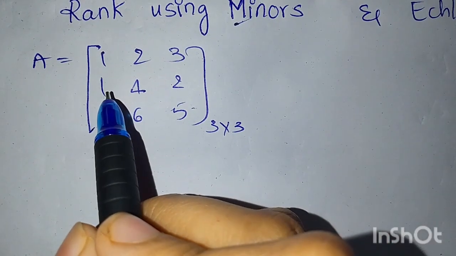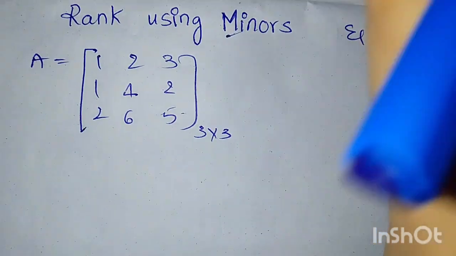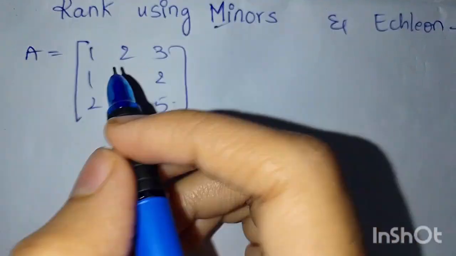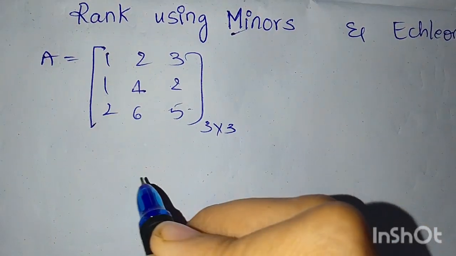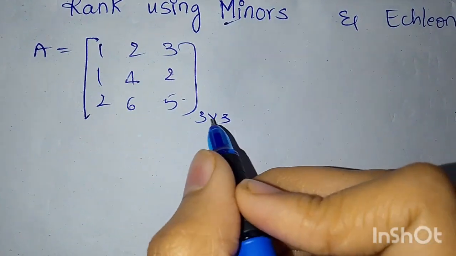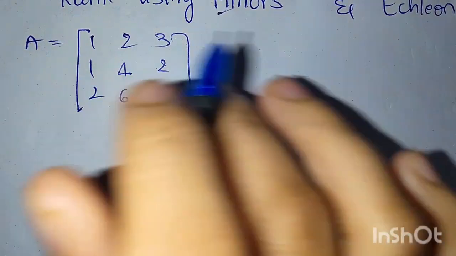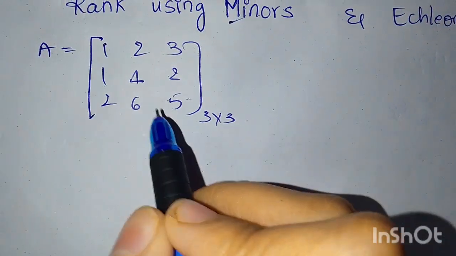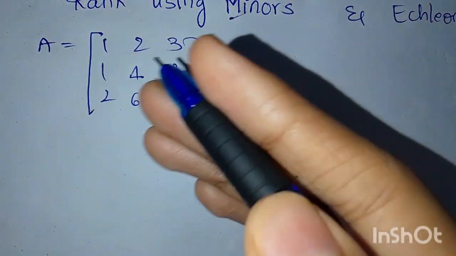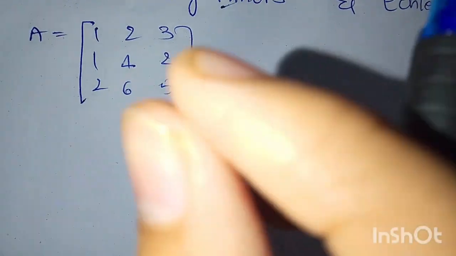So the point behind this method is we have to show that determinants are 0. If the determinant of 3 cross 3 is 0, then rank cannot be 3. If determinants of 2 cross 2s are also 0, then rank cannot be 2. So we have to show that there is one non-zero determinant, so that the rank exists.